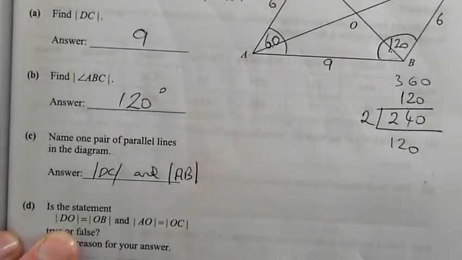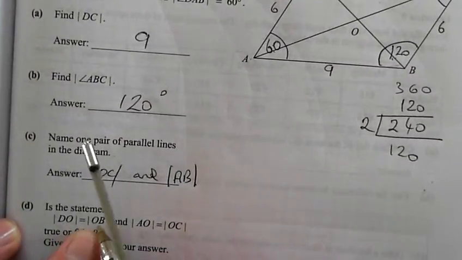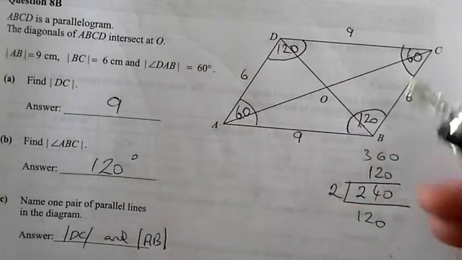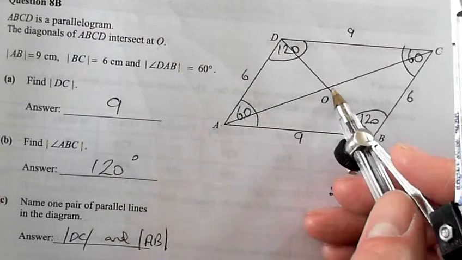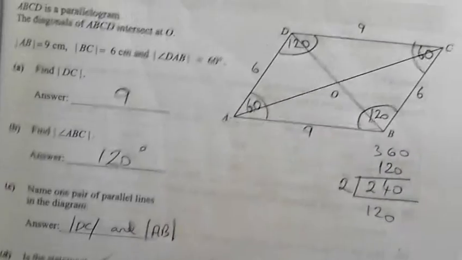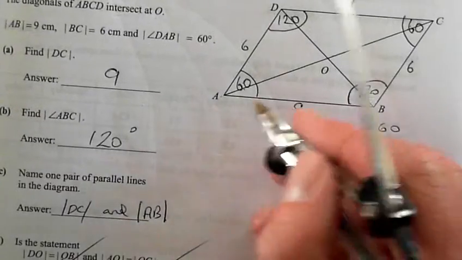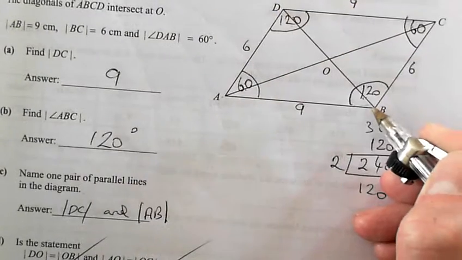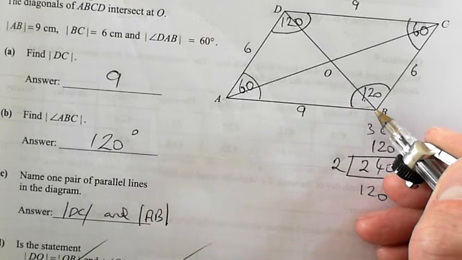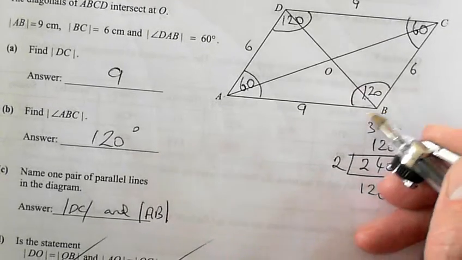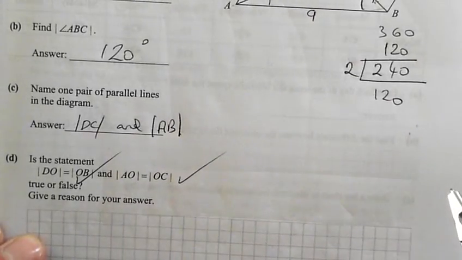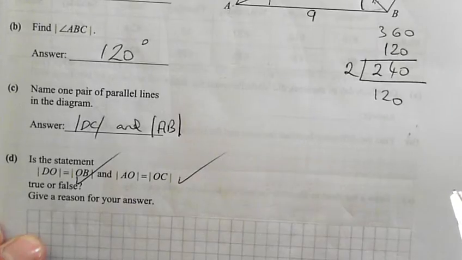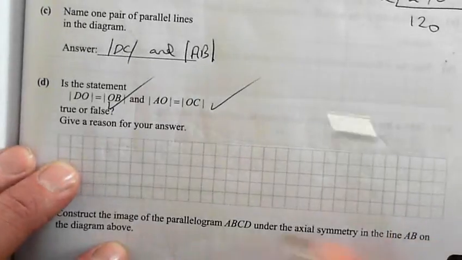Is DO equal to OB in length? Yeah. DO is equal to OB, we'll get onto that in a second. Is AO equal to OC? Yeah. What's the reason for that? The reason is AB is equal to DC, and in a parallelogram, diagonals bisect each other. Could you say AB is equal to DC and CB is equal to AD and BOA is equal to COD, therefore BO is equal to OD? You could. I'm giving you an easy way out.